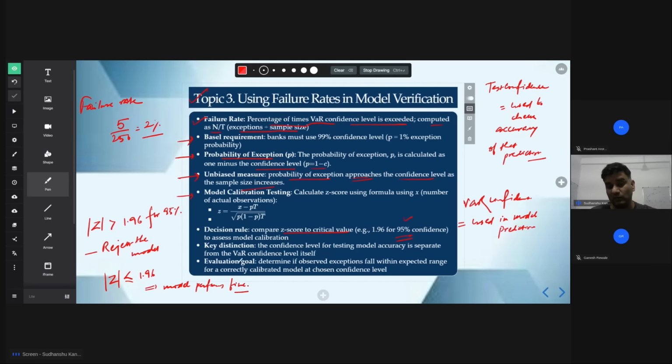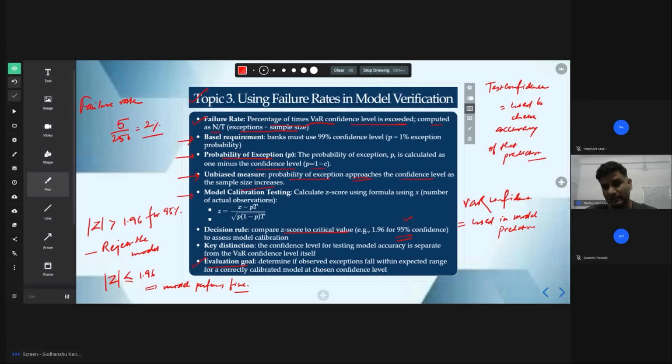Overall, there is an evaluation goal. When I say evaluation goal, you check if your observed exceptions fall inside the expected range for a correctly calibrated model or not. If yes, the model is good. If no, it needs to be recalibrated. The assumptions need to be relooked at. The distribution needs to be relooked at.